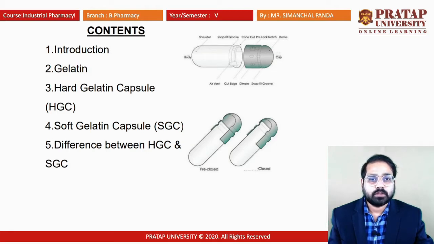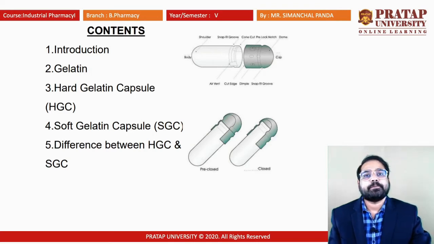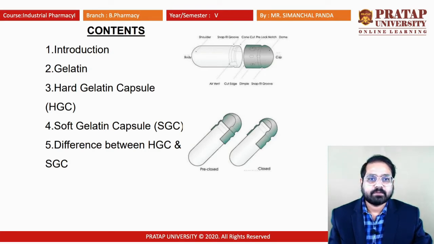Basically, we know that drugs which have an awful taste, a bitter taste, or a nauseous smell are difficult to swallow. So in order to avoid that, one formulation has been developed, which is just like a small bag made up of gelatin. There are two types of capsules available in the market: one is the hard gelatin capsule, and the second one is the soft gelatin capsule.